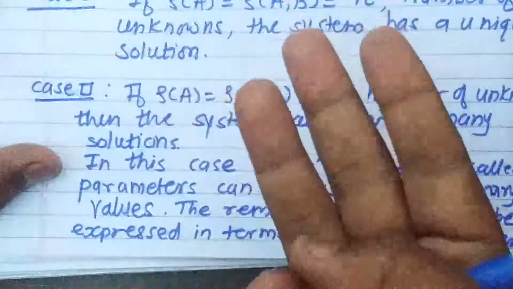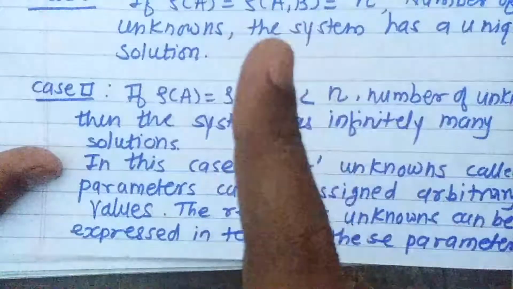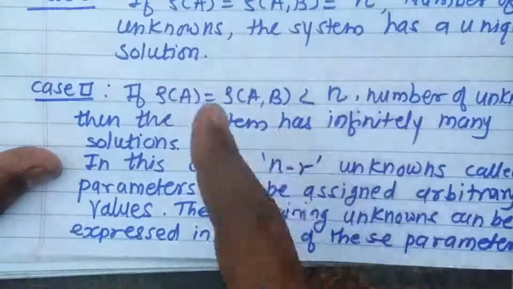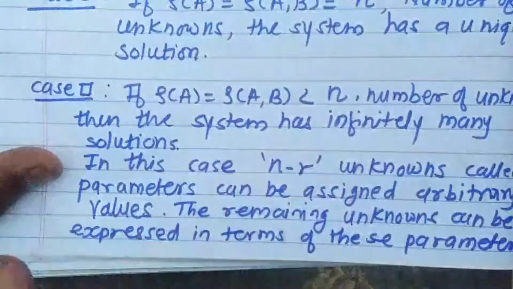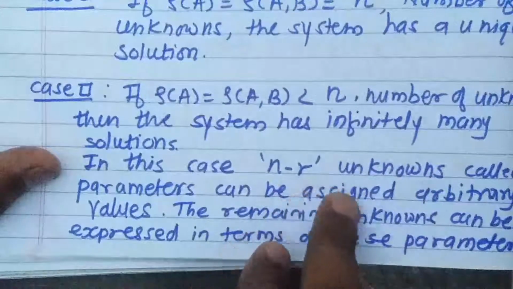Suppose there are 3 unknowns and the rank is 2, so the difference will be 3 minus 2, that is 1. So one unknown out of the 3 variables we are going to assign some arbitrary number, that is, some parameter t we are going to assign to that particular variable.